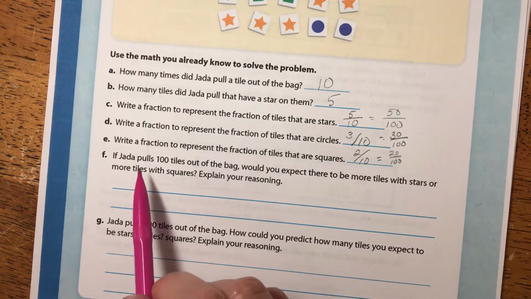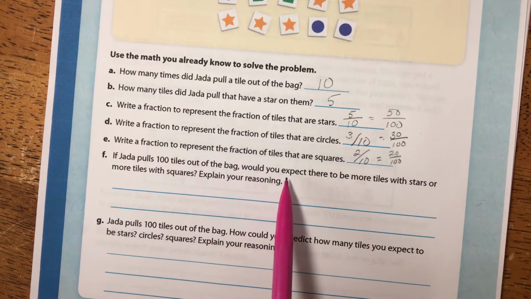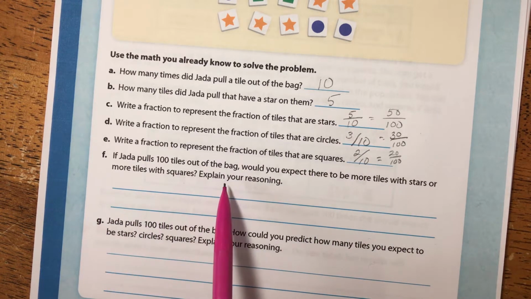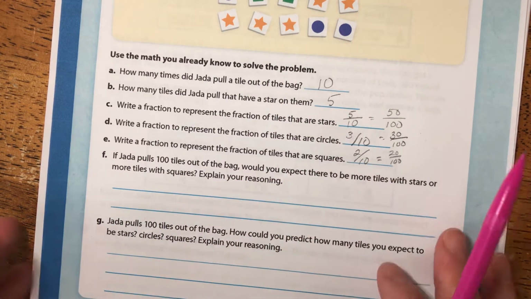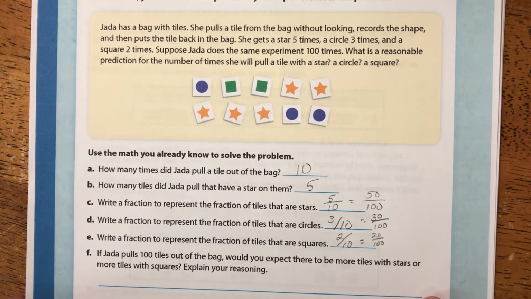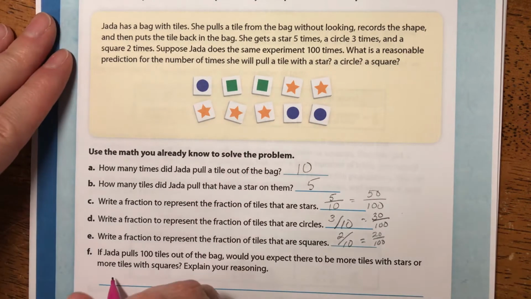Okay, and so I started answering some of these questions. If Jada pulls 100 tiles out of the bag, would you expect there to be more tiles with stars or more tiles with squares? Oh, come on. Sorry, I got a barking dog at the door. Which one did she pull more of, stars or squares? Right, she pulled more stars. So I would predict that she would pull more stars because she pulled more stars up here.